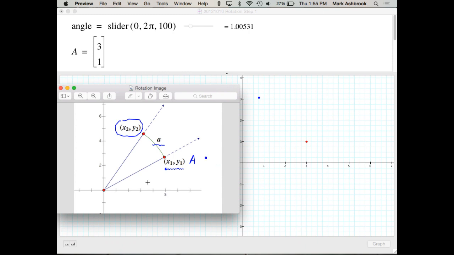So maybe I'll just suggest that we call this angle something right here. So what should we call that? If this is A, maybe this is our theta, okay? Even though before I said theta was the variable for x2, y2, let's make our theta this angle here to our given point. So now we want to figure out what x2, y2 is. Anybody can get us started on x2 and y2?